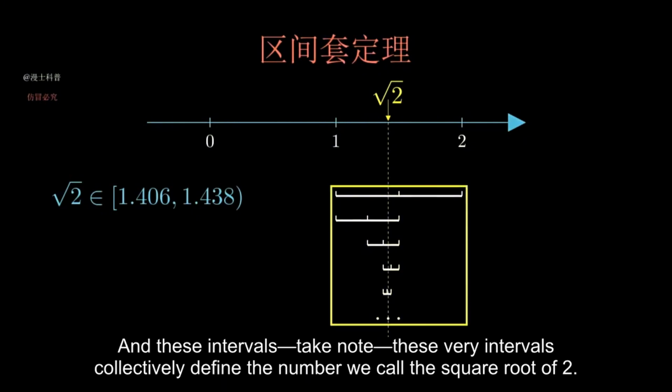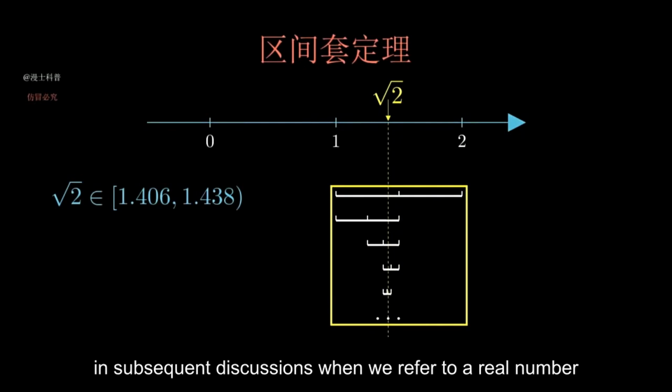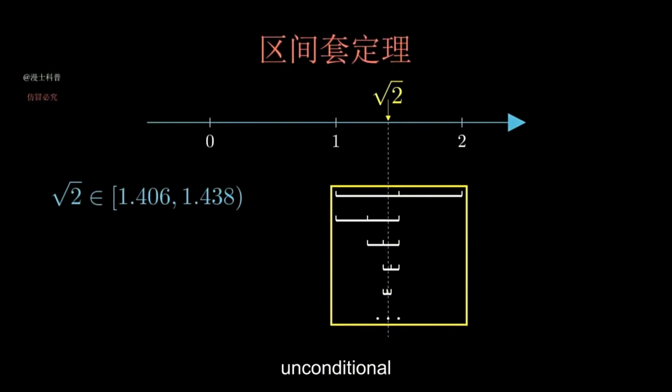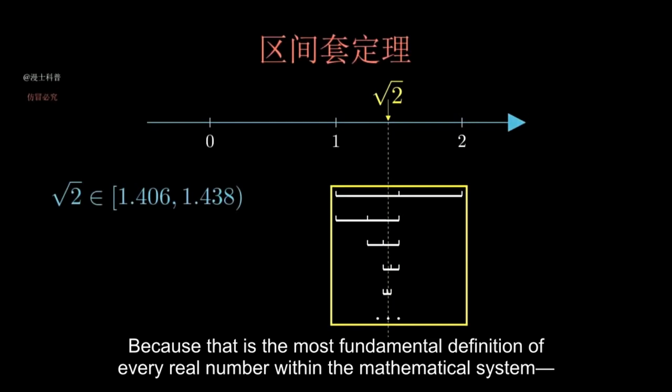And these intervals, take note, these very intervals collectively define the number we call the square root of 2. Therefore, in subsequent discussions when we refer to a real number, I hope what comes to mind is not an isolated point on the real number line, static, unconditional, and possessing infinite precision. Rather, envision it as a process of nested intervals, progressively narrowing and converging, because that is the most fundamental definition of every real number within the mathematical system.